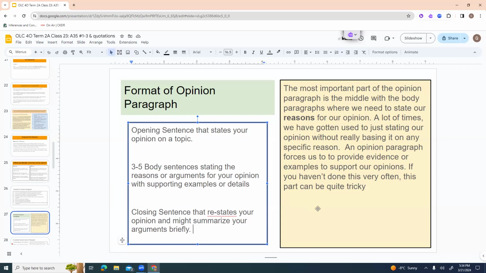The most important part of this opinion paragraph is this middle part with the body paragraphs because you need to state your reasons for your opinion. And a lot of times just in conversation, we have gotten used to just stating our opinion. I think this, I think that, without really basing it on any specific reason, right? But in writing, we're held accountable more and we have to give reasons. So an opinion paragraph sort of forces us to provide evidence or examples to support our opinions. And if you haven't done this very often, it can be a little bit tricky to do it for the first time.